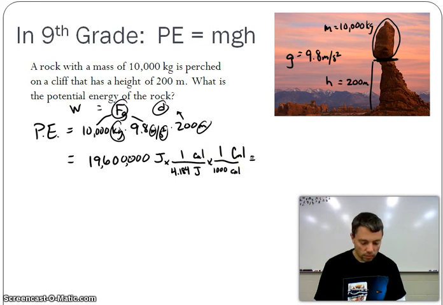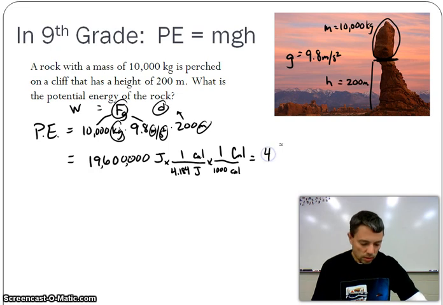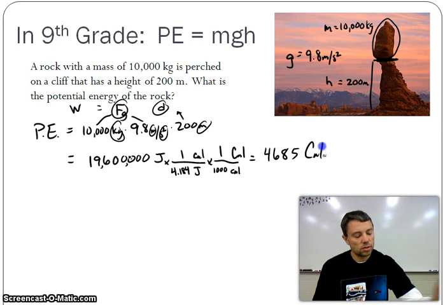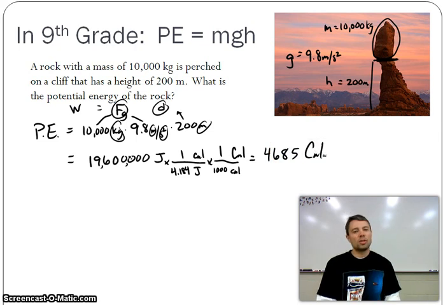So if I did this where I divided by 4.184 and then I divide again by 1,000, I end up getting like 4,685 calories. So in other words, it's like 2.25 days worth of my allotted daily calories it would take if I actually lifted that boulder up.